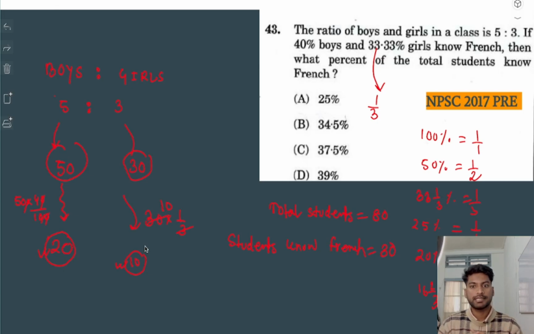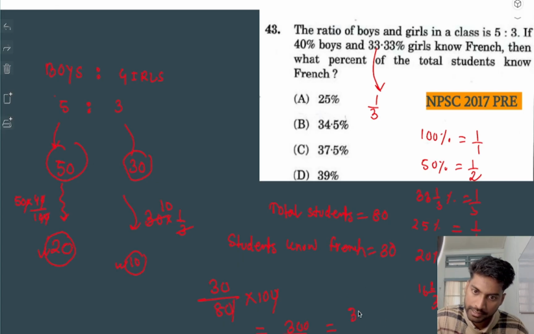How to get the percentage now? Look, 30 students know French out of 80 students, into 100. This is the formula for getting percentage. Like 30 out of 80, and to compare with 100, we multiply with 100. So the 0 and 0 are gone. This is like your 300 by 8. 300 by 8 means what? It will be 37.5. The answer is 37.5.